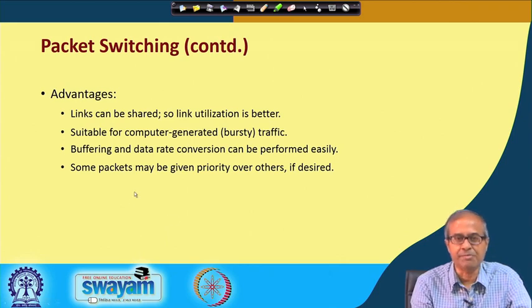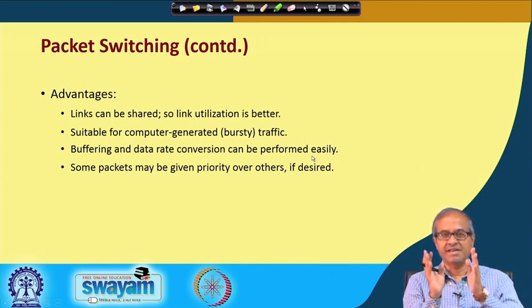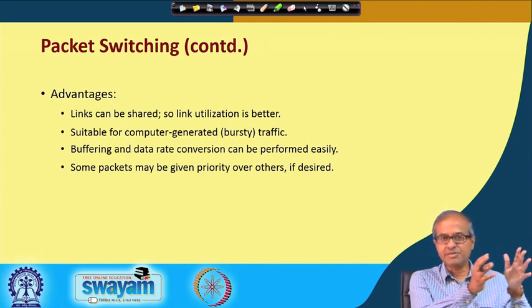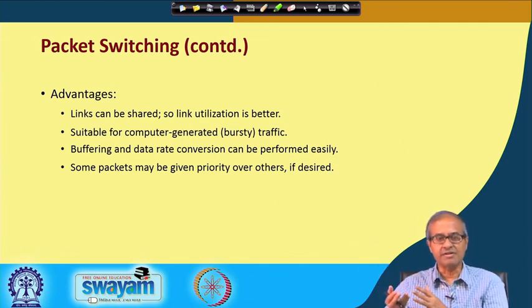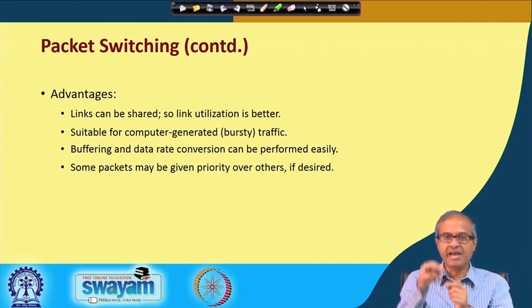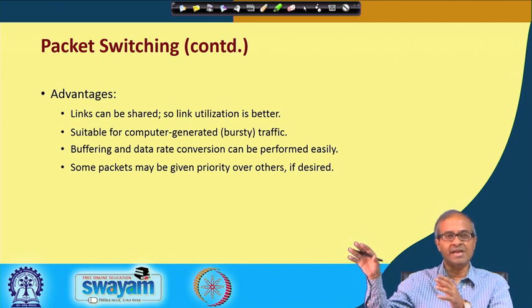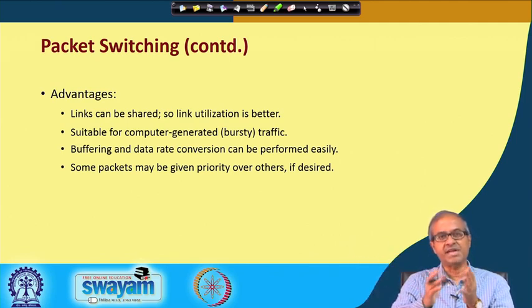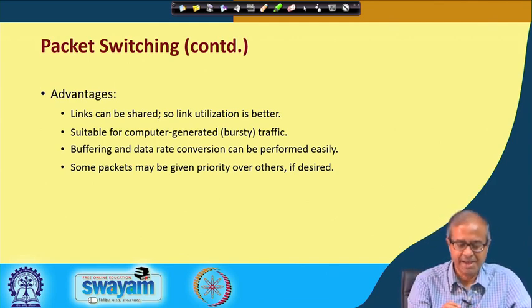And because of the buffer you are using, buffering and data rate conversion can be performed easily. The idea is as follows: suppose the incoming link is faster, outgoing link is slower. So, I can collect my packets at a faster rate, store in a buffer, and then slowly send it to the outgoing link, which has a slower data rate. So, I can do this kind of data rate conversion also using this store and forward concept.